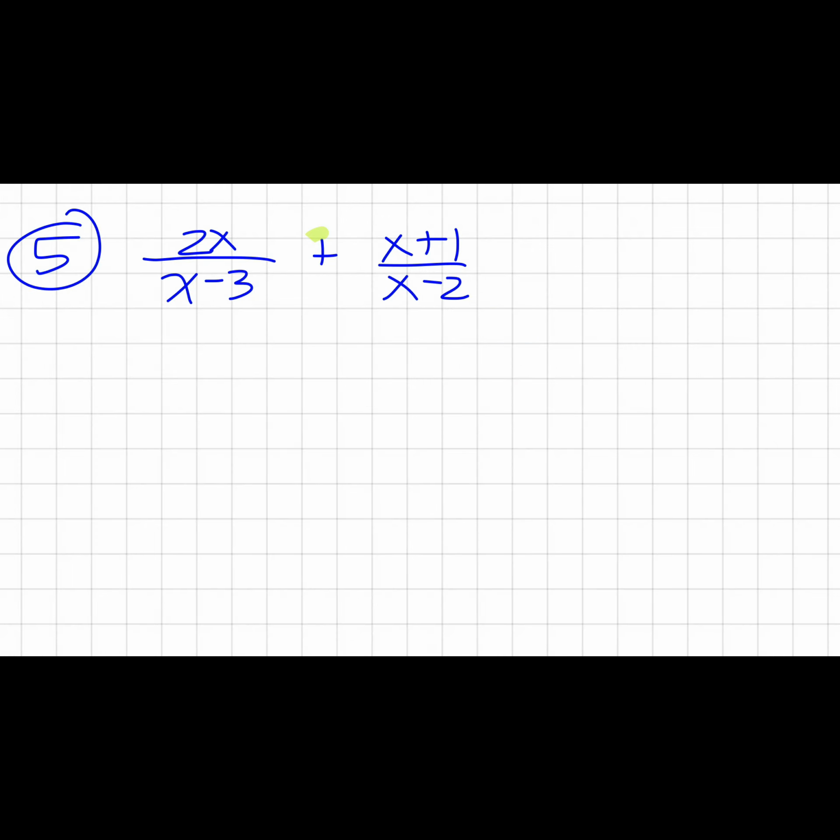Problem number 5 asks us to write an equivalent expression to 2x over x minus 3 plus x plus 1 over x minus 2. So essentially what they're asking us to do is to add these two terms and to simplify if possible. We should remember from adding fractions, they need to have like denominators, and in this case they don't. One of the denominators is x minus 3 and the other is x minus 2. So we're going to set our common denominator as x minus 3 times x minus 2.